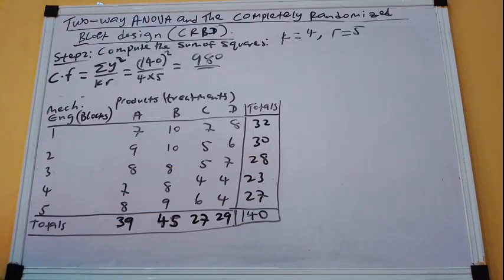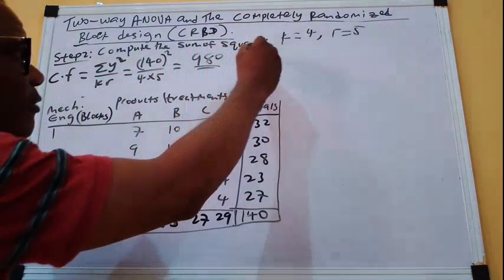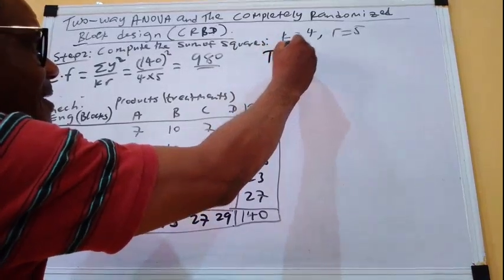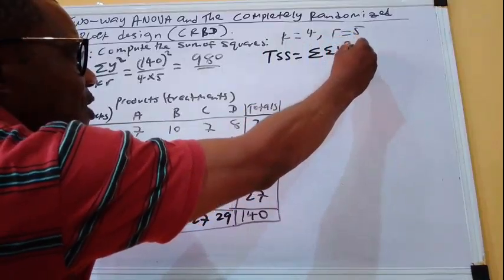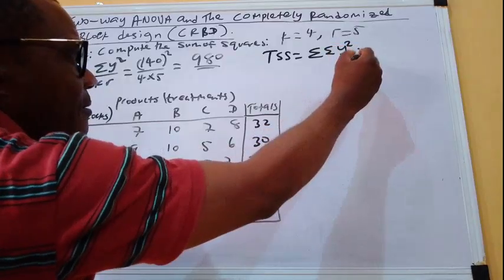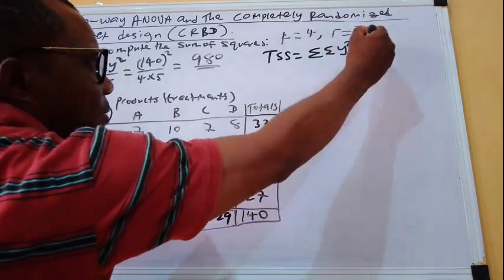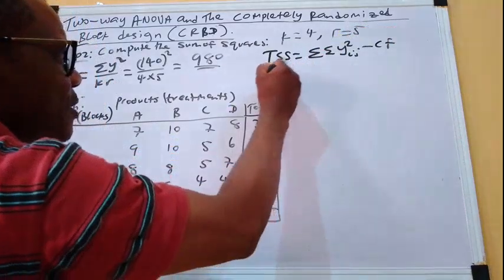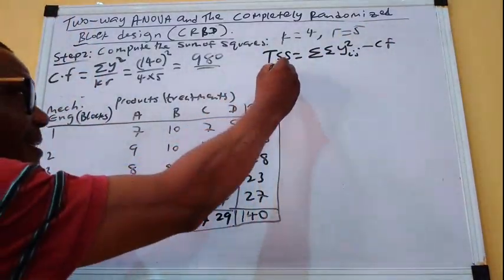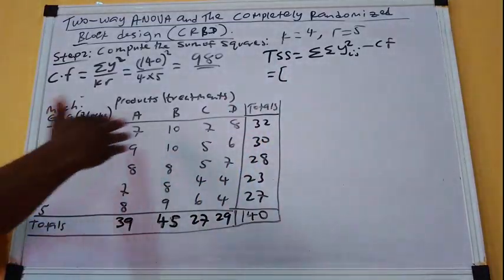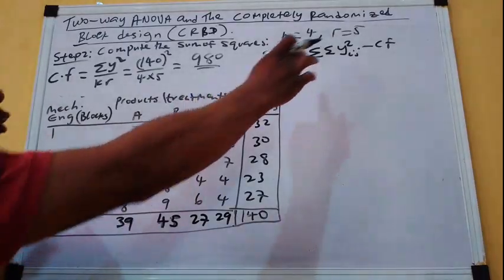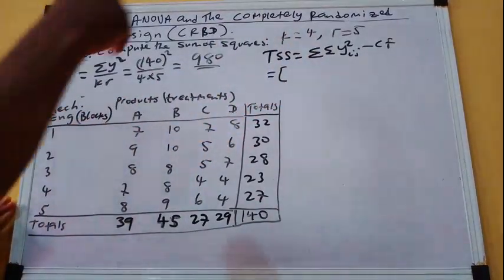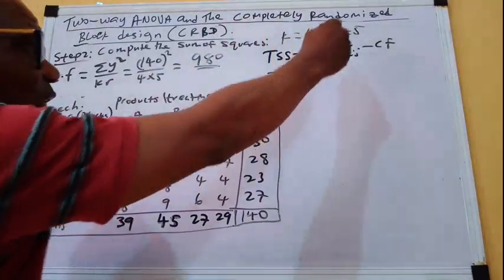Next we want to get the total sum of squares. The total sum of squares, TSS, is equal to summation y squared ij minus CF. That means you take the square of each of these observations minus the correction factor. That's why it runs over i equal to 1 to k, and j equal to 1 to r.